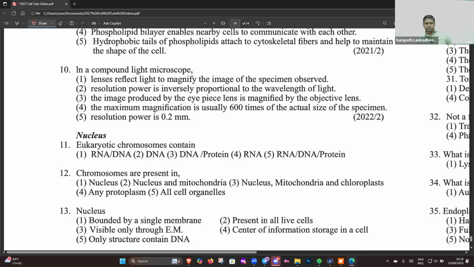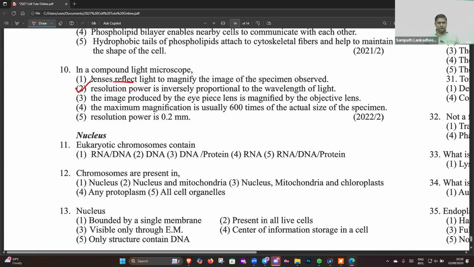Question number 10. Compound light microscope: lenses reflect light to magnify. Lenses refract, neither reflect. So this statement is wrong. Reflect is wrong, right? Refract. And resolution power is inversely proportional to the wavelength of light. Inversely: as wavelength decreases, resolution power increases. That is correct.